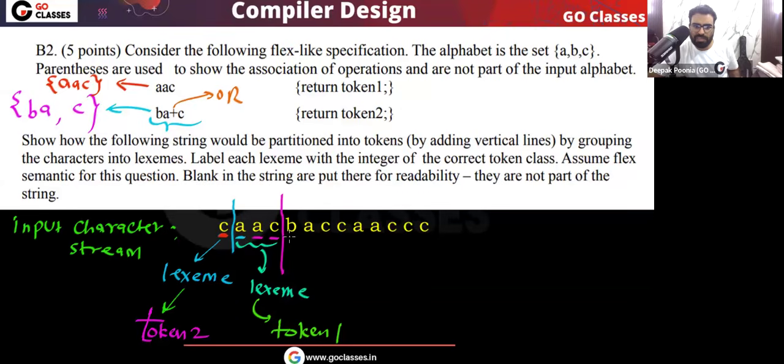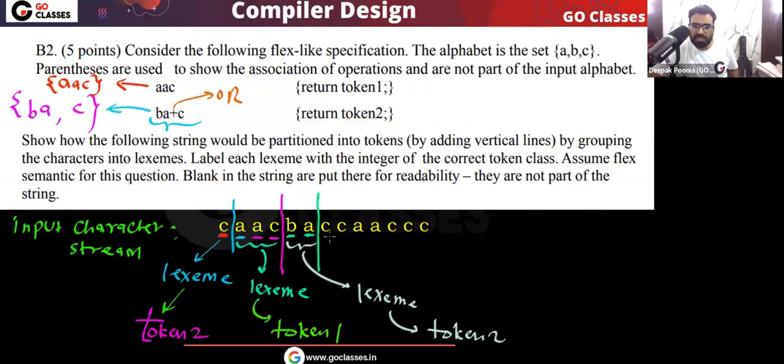Next, now we will start from here. B: who is in the race? Only this regular expression is in the race. So you can see BA. Yes, we got BA. Perfect, no problem. So here I can say that we got our next lexeme, and corresponding to this lexeme, token 2 will be generated.